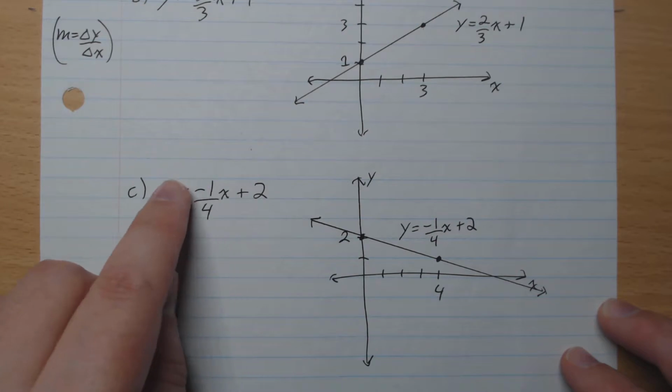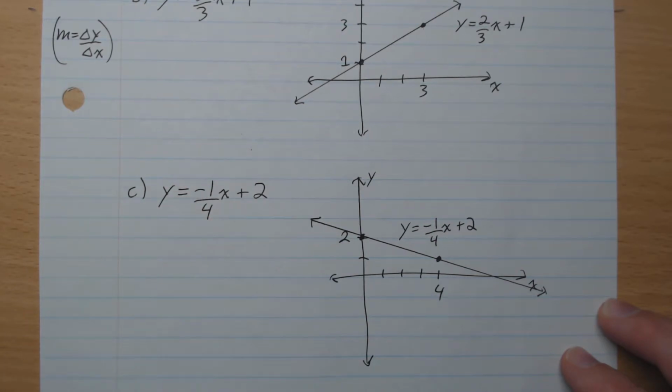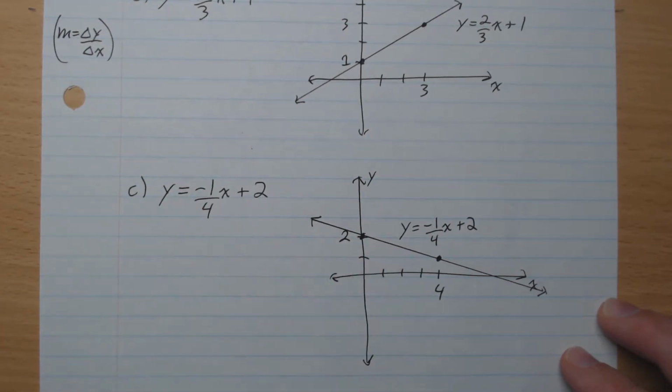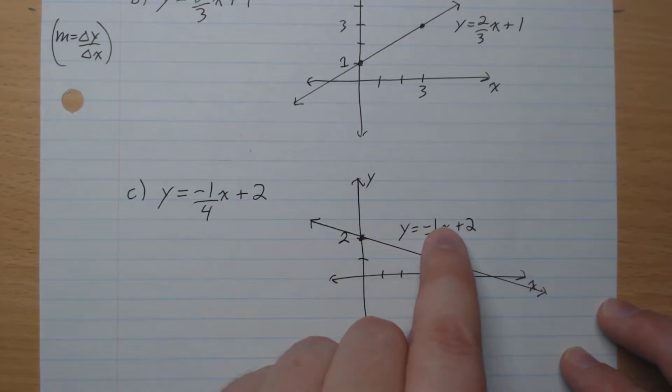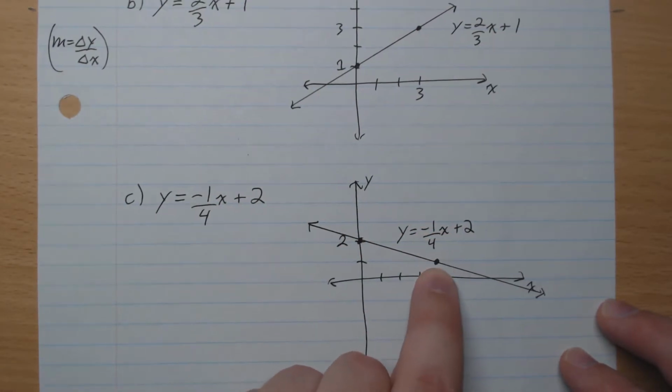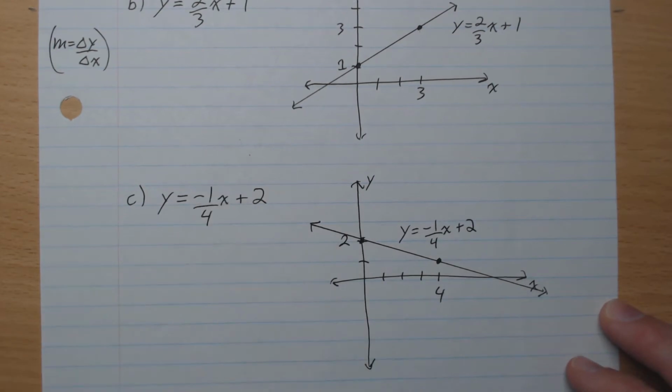C, y equals -1 over 4x plus 2. So we're starting at 2. We're going over 4, 1, 2, 3, 4. Down by 1, -1, like that. And then we connect those.